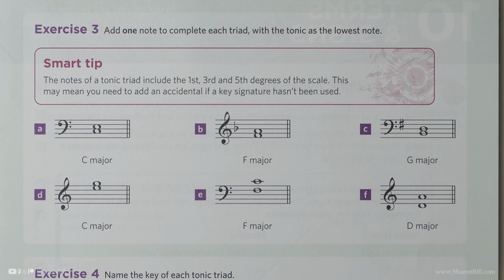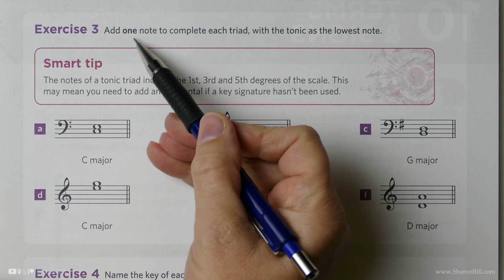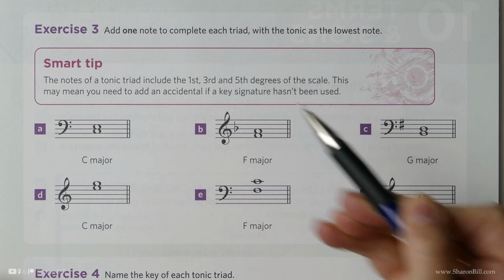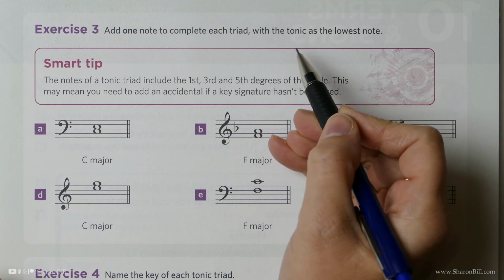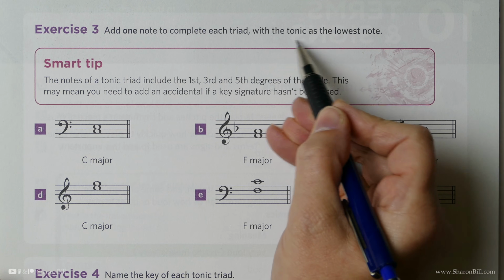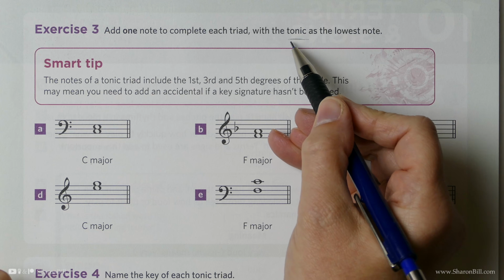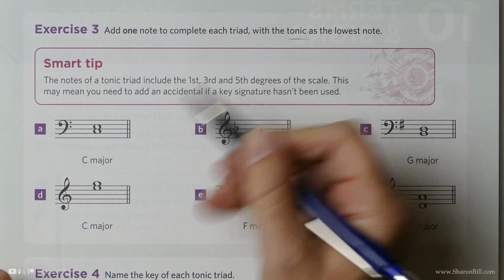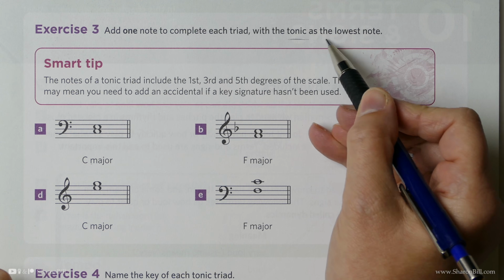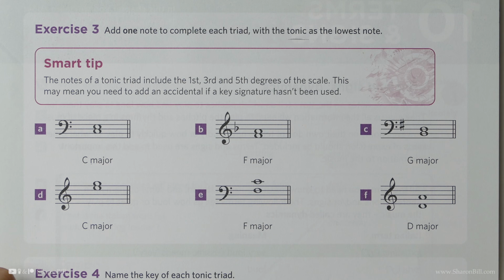Let's continue with the topic of tonic triads as we move on to page 45 of Grade 1 Discovering Music Theory. And moving on to exercise 3, we're asked to add one note, just one note, to complete each triad with the tonic as its lowest note, because of course to be a tonic triad it has to be built from the tonic, the first degree of the scale. And so we need to make sure that regarding the appropriate key we have the first, the third and the fifth to build the appropriate chord of 3 notes.